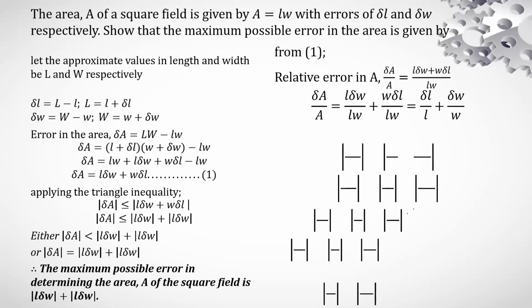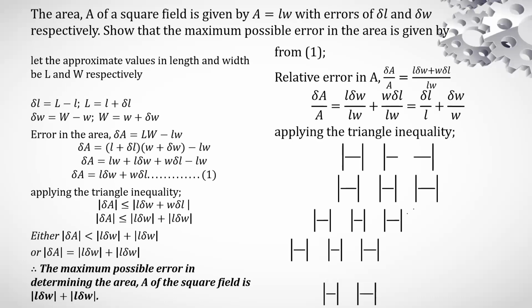So again, this is where you apply the triangle inequality: the relative error you would make if you determine the area using a certain instrument, this is just an analogy now, would never be bigger than the sum of the individual relative errors in the length and in the width. That's the analogy, so that's why we apply the triangle inequality.